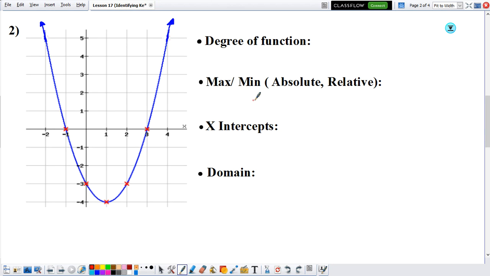Now, let's look at our next graph here. Again, let's look at some points. Let's identify the degree of a function. Basically, how many solutions do we have? I have one solution here. I have another solution here. So that means that we have a second degree.